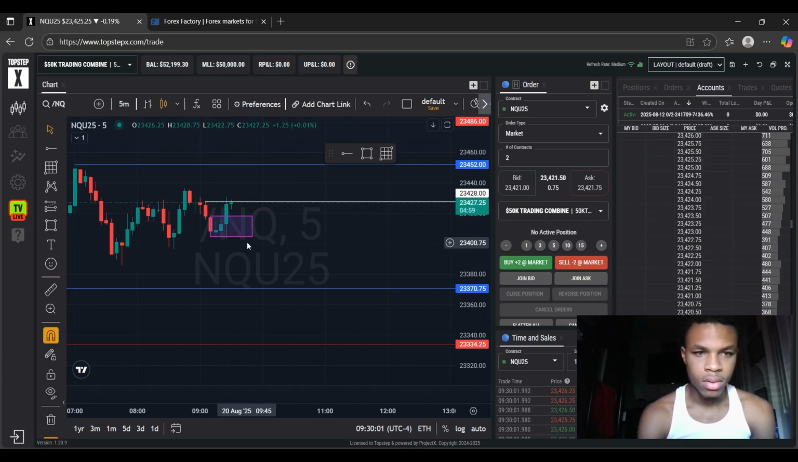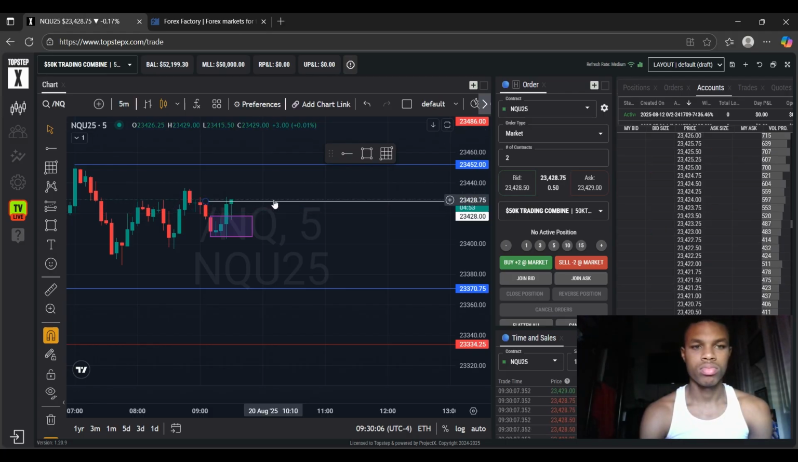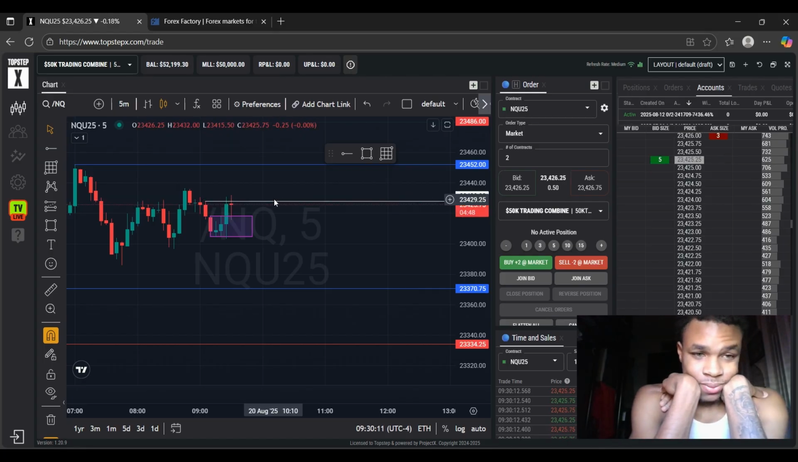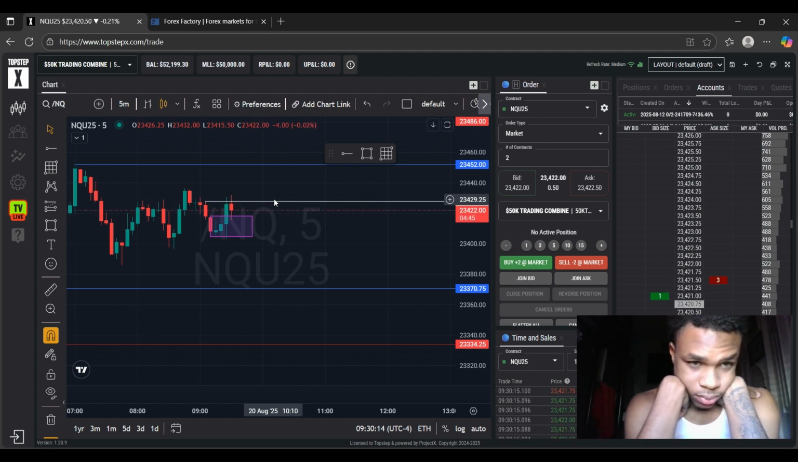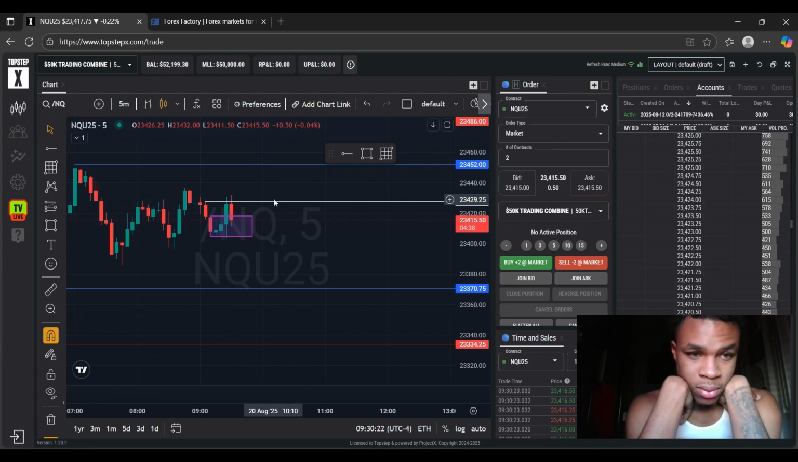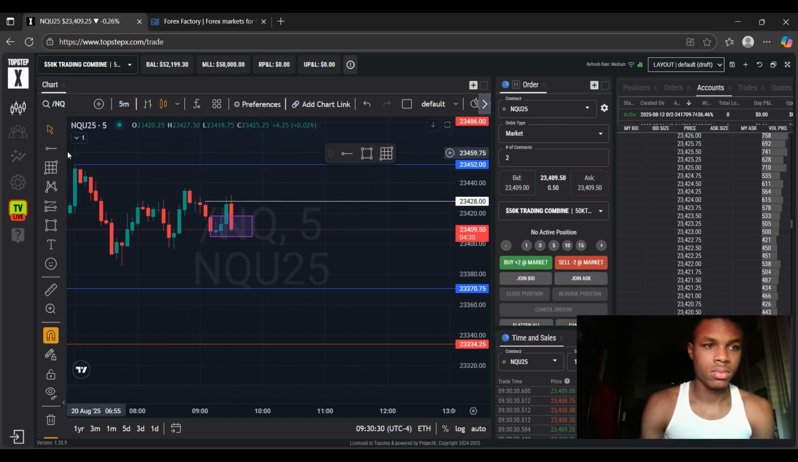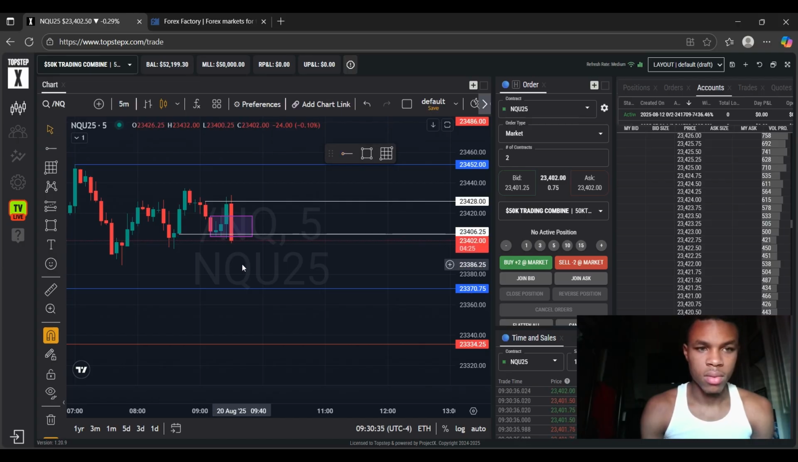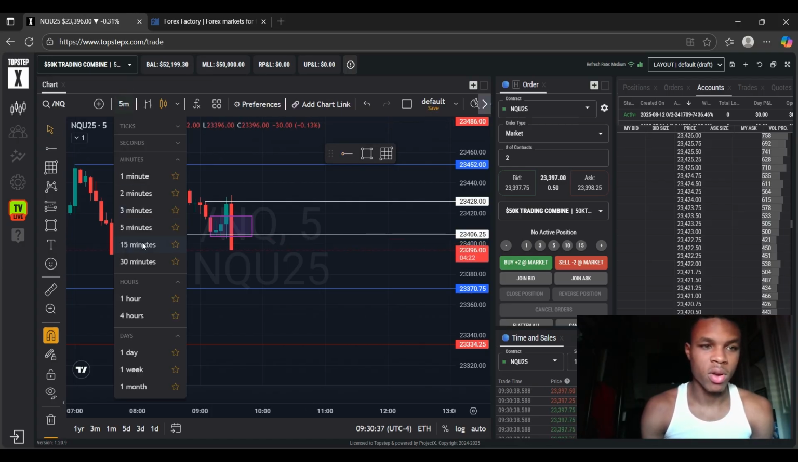All right. Whoa. I tapped into that order block. Remember, if we get a closure past, yep, break of structure on the 5 minute. So that means break of structure on the 30 minute.